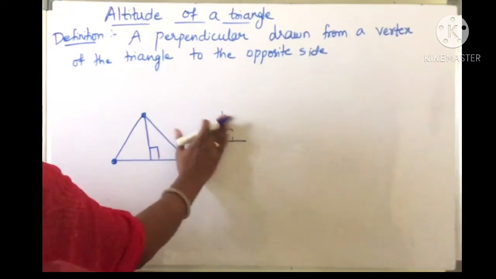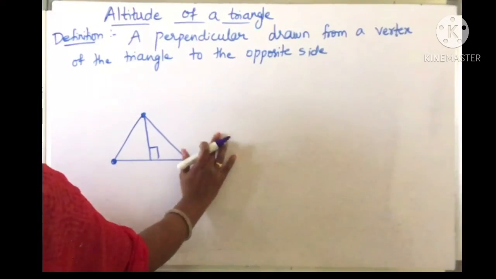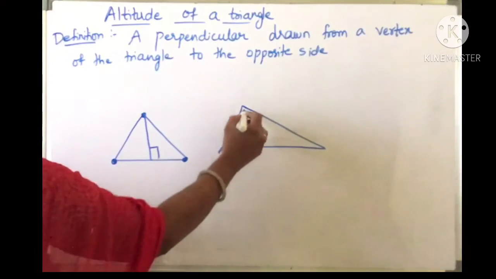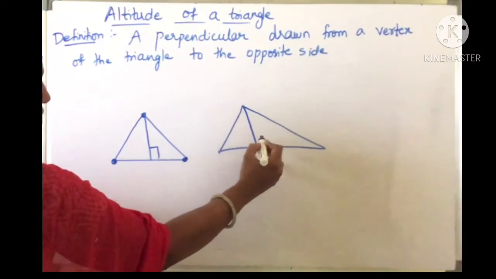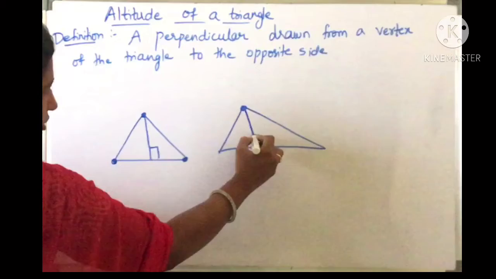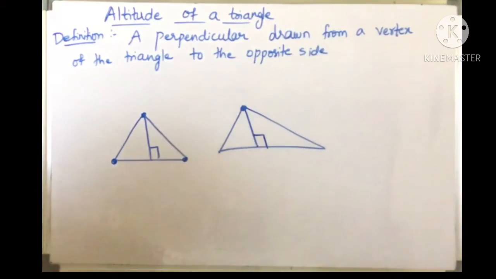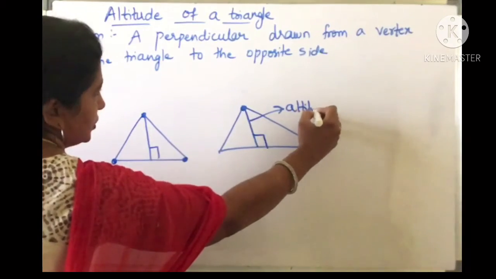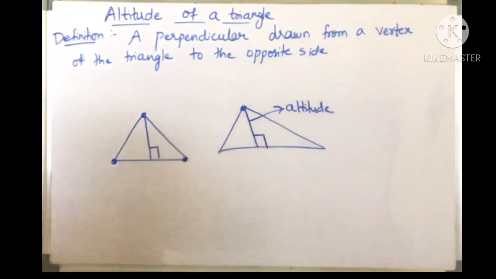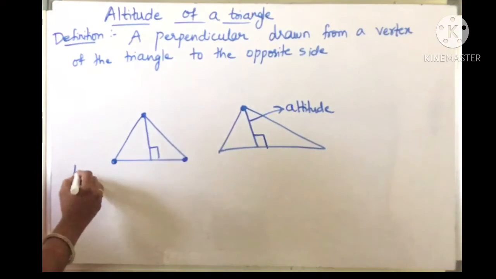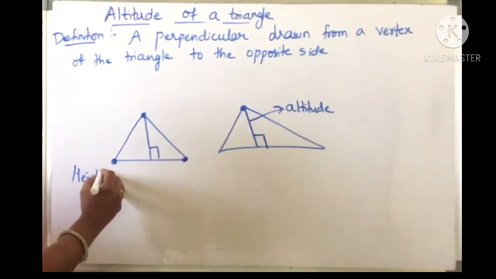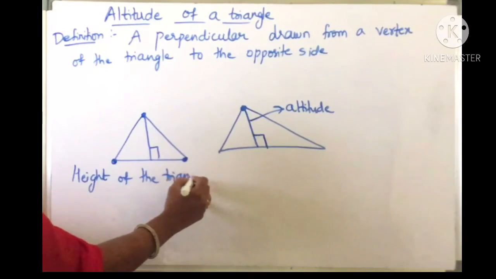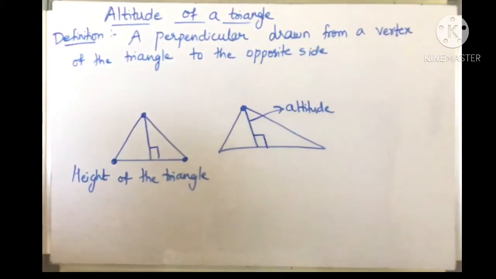So here, if I take one more triangle, when a perpendicular is drawn to its opposite side, this is called what? Altitude. Okay. So it is also known as altitude, also known as height of the triangle. It is also known as height of the triangle.